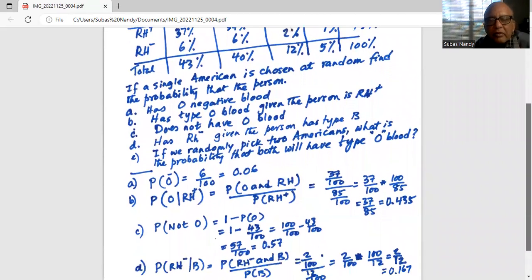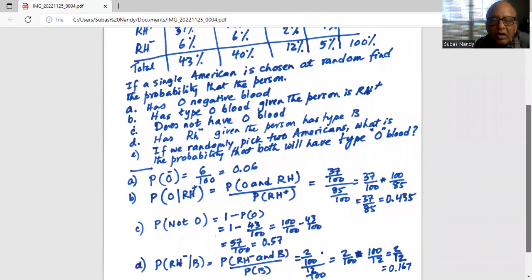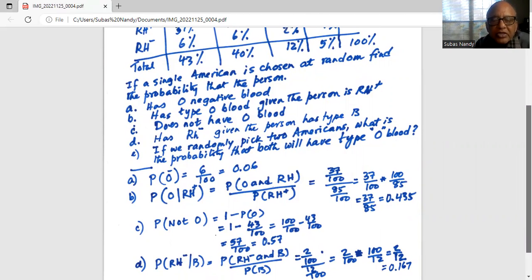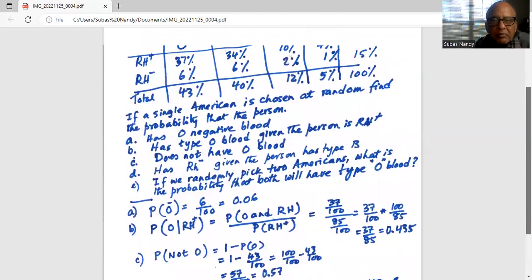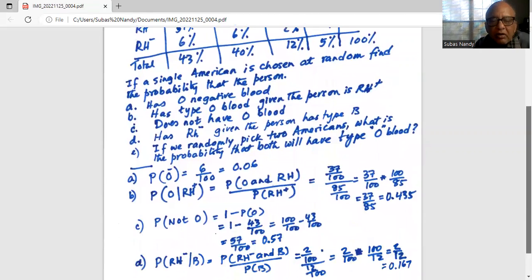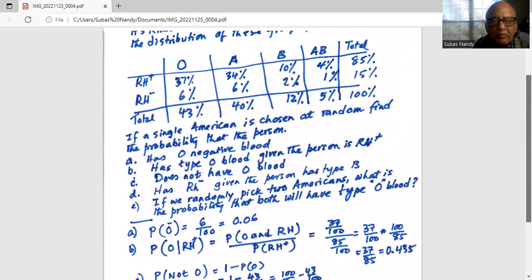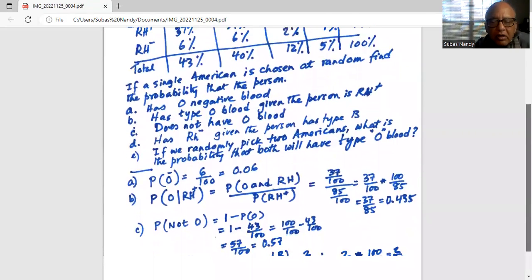Part D: what is the probability that the person has Rh minus given the person has type B? So Rh minus, vertical line B, our probability of Rh minus given B. Always remember in this formula that first is the intersection part where Rh minus and B meet, which is 2 over 100, okay, divided by probability of B, and B is 12 over 100.